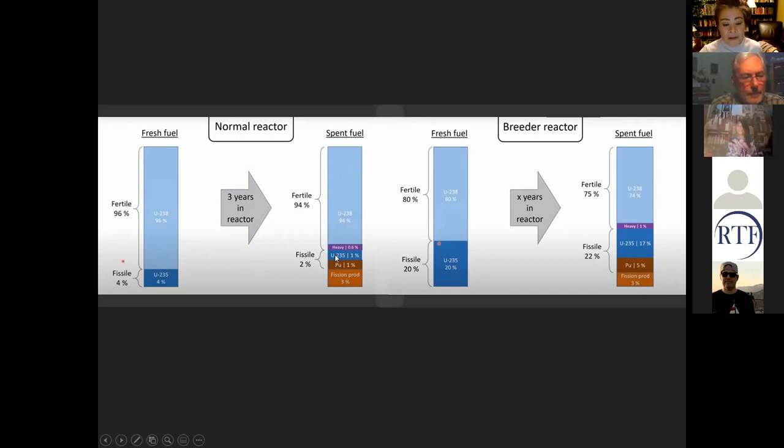You need about 4% of fissile fuel in order to turn the fertile fuel into fissile fuel, from which you get energy released. Once you decrease from 4% to 2%, you can no longer use that fuel, even though you have 94% fertile fuel. And the problem with this is that you have, as you see here in the purple, heavy waste. Sometimes when a neutron hits, it can produce a fission reaction, or it can cause the isotope to become heavier and heavier. This is the most radioactive stuff in the fuel, which can be radioactive for thousands of years.